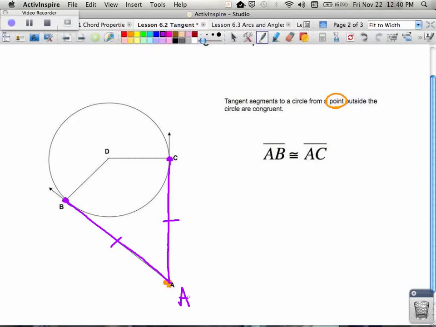So tangent segments to a circle from a point outside of the circle are congruent. AB and AC are congruent. They came from the same point.